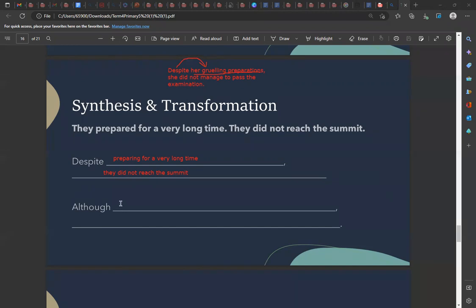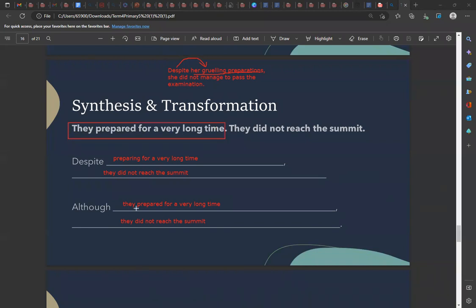Now let's try although. Although actually means even though. So the transformed sentence will be, although they prepared for a very long time, they did not reach the summit. There is a shortcut that may not be accepted by some teachers for the word despite, because usually for despite, there is some amount of transformation that is needed. Now you realize that for although, we didn't really transform the sentence much.